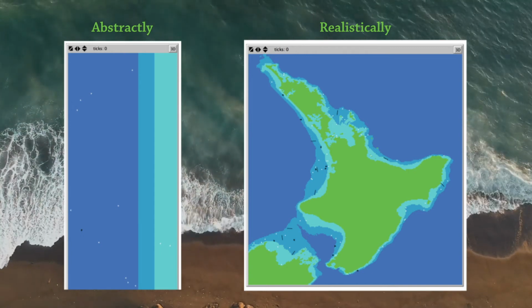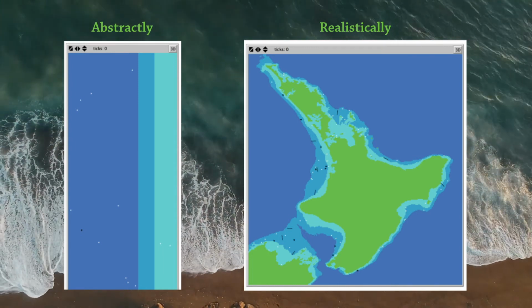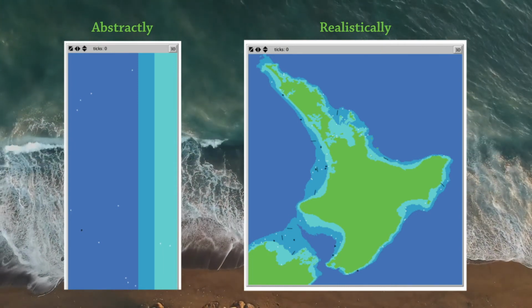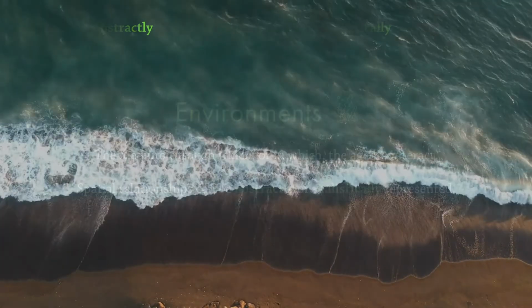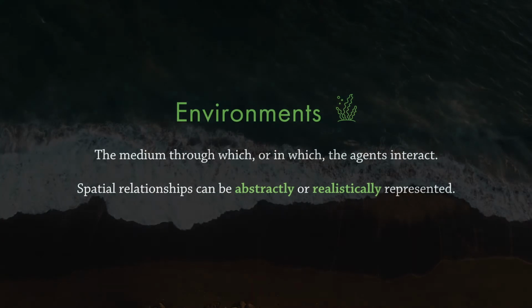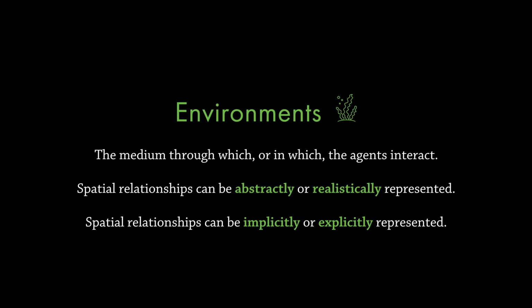The decision often depends on the purpose of the model, which is a much wider topic of discussion beyond the scope of this tutorial. One reason to choose the abstracted model, though, for example, would be that one less spatial relationship needs to be considered when interpreting model results. Spatial relationships may also be implicitly or explicitly represented in a model. Let's look at an example of an implicit representation of spatial relationships.